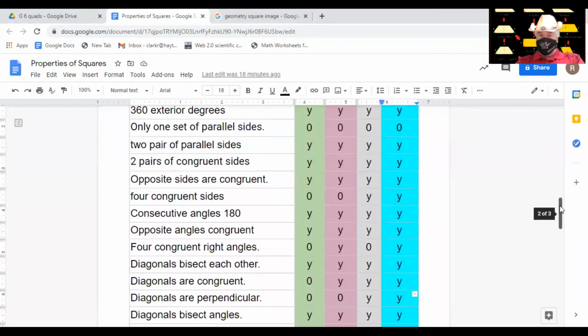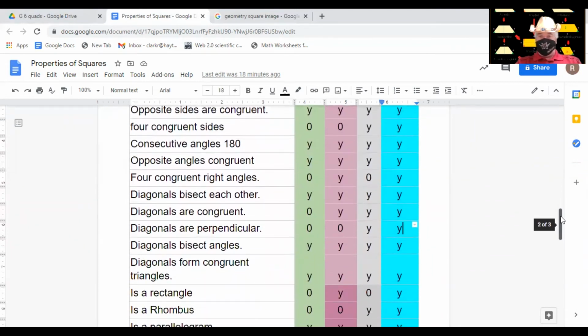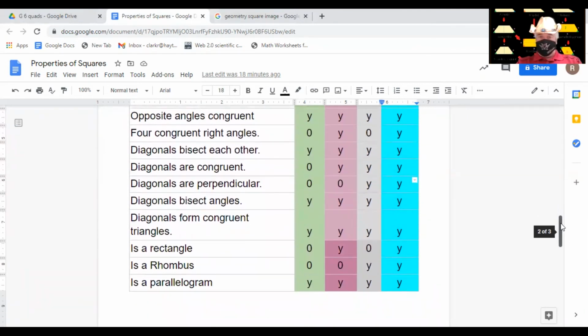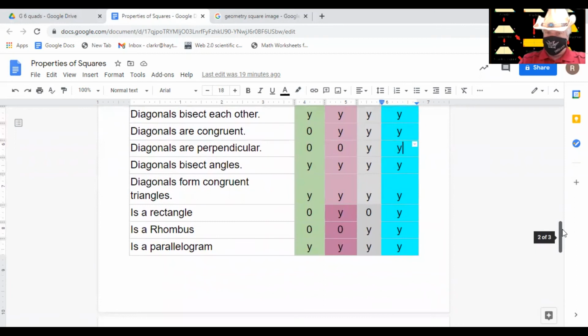There should be a 0 at only one set. Should be a 0 at 4 congruent sides. Should be a 0 at 4 congruent right angles. A 0 at diagonals are congruent. 0 at diagonals are perpendicular. And a parallelogram is not a square. It's not a rhombus. It's not a rectangle.